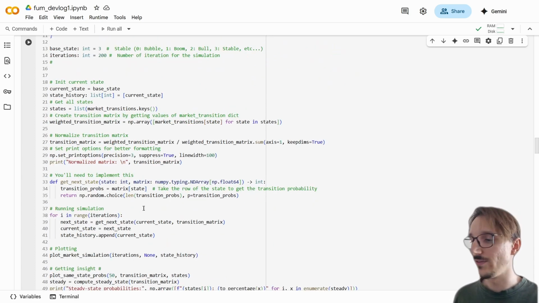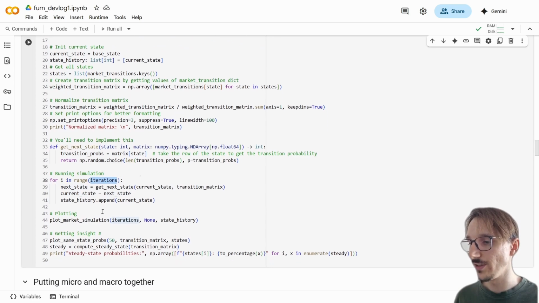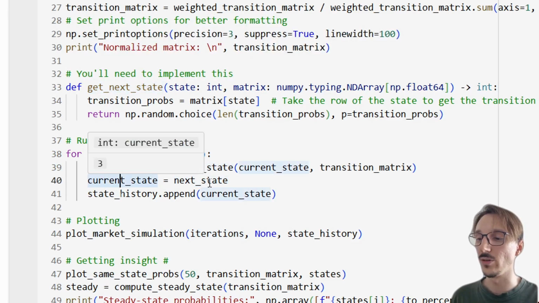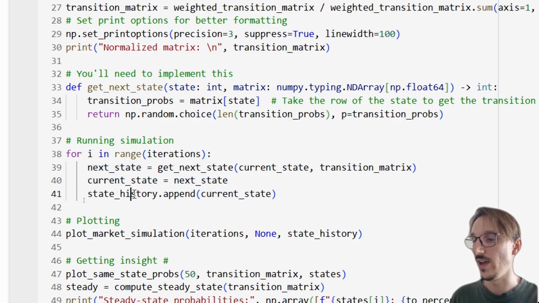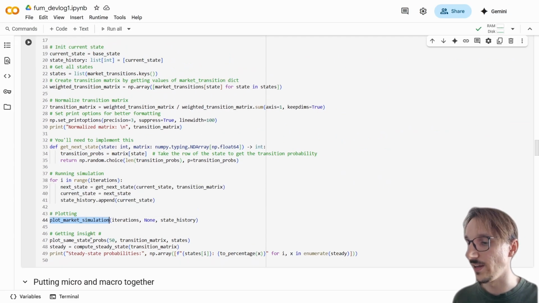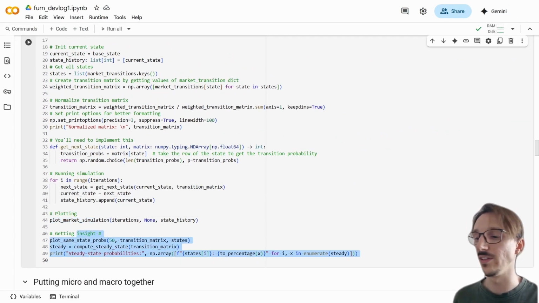Okay, we arrive at the simulation where we loop over iterations. So this is pretty basic. We get the next state by calling this get next state that we saw. Then we say that the current state is equal to the next state. And then in the state history, we append the current state. And then we're just plotting the simulation and putting some insights that we'll see later.